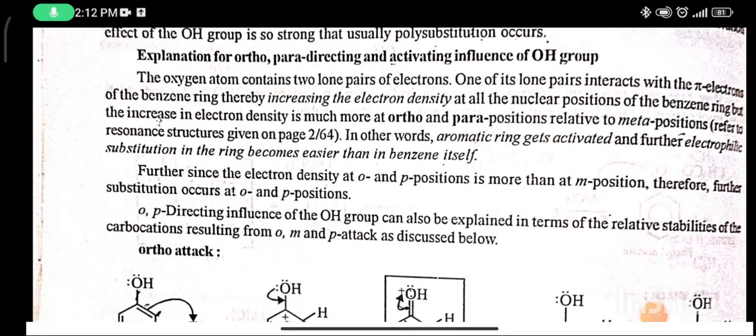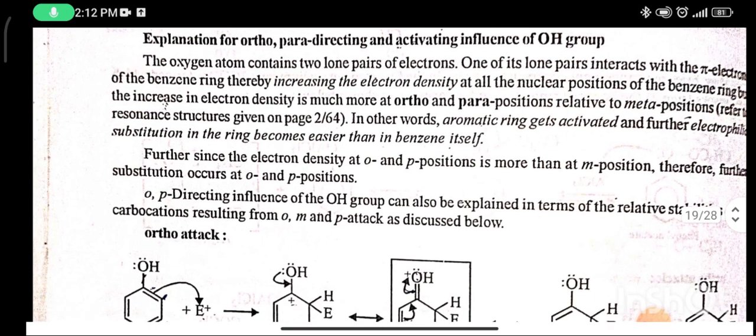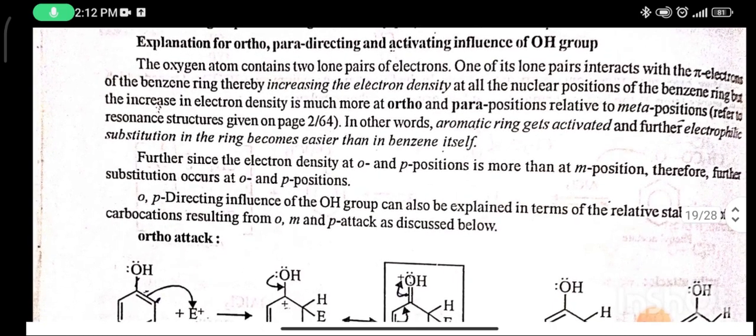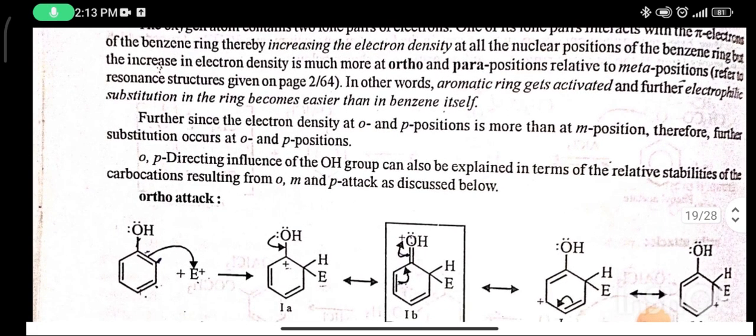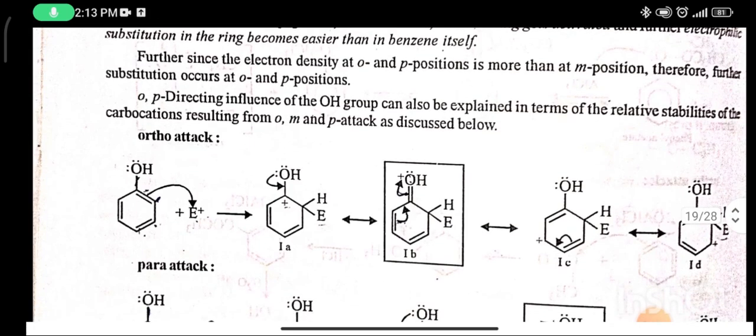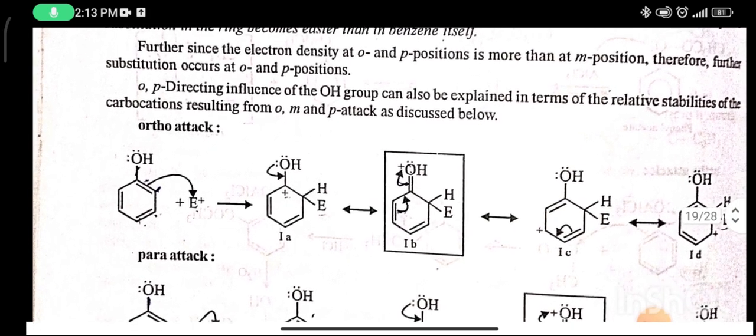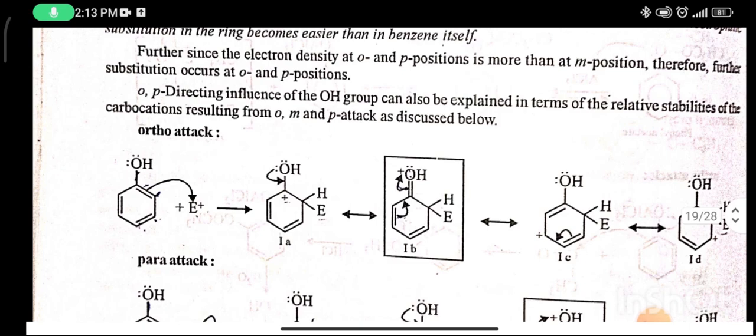The oxygen atom contains two lone pairs of electrons. One of its lone pairs interacts with the pi electrons of the benzene ring, thereby increasing the electron density at all the nuclear positions of the benzene ring. But the increase in the electron density is much more at the ortho and para positions relative to the meta position. In other words, the aromatic ring gets activated and further electrophilic substitution in the ring becomes easier than in benzene itself. Further, since the electron density at the ortho and para positions is more than at the meta position, further substitution occurs at the ortho and para positions.